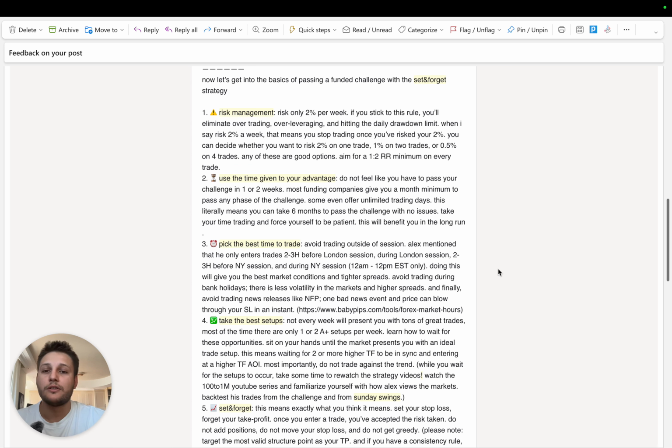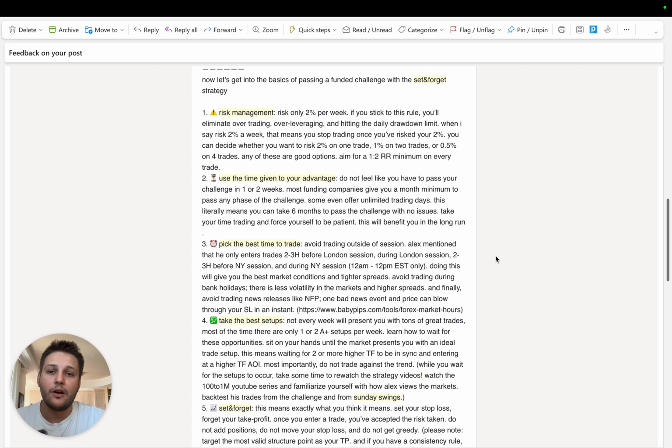First of all, you want to stick to a strict risk management rule. I would recommend about 2% per week. So this means if you want to take one trade, you take a 2% trade. If you want to take 3 or 4 trades, you risk less. You risk 0.5% on those trades. That way, you are limiting your exposure in the markets and you're not just blowing your account in a single week.